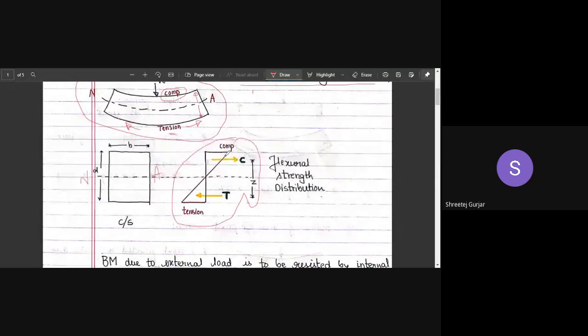So this is C, which is your resultant compressive force, and this is the resultant tensile force. These two forces are separated by a lever arm, or the distance between these two forces is what we call as lever arm, that is Z. This is our bending stress diagram, or what we call as flexural strength distribution diagram.